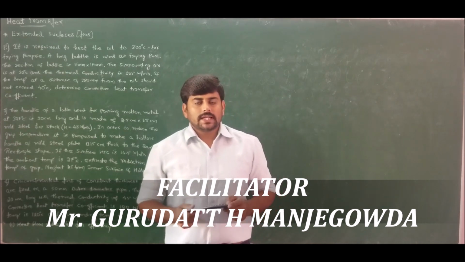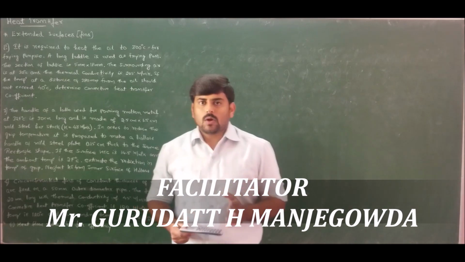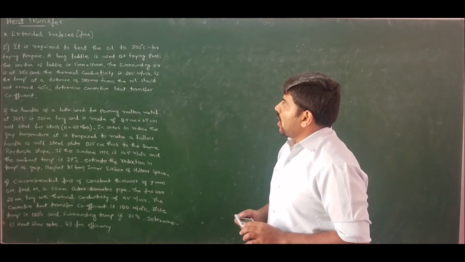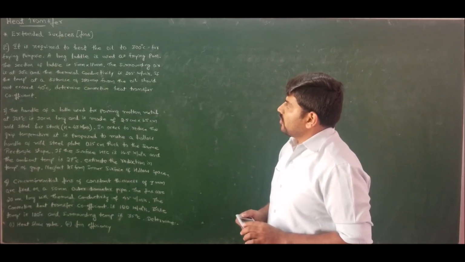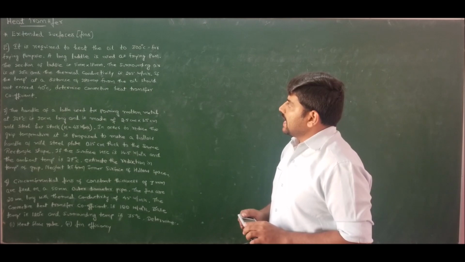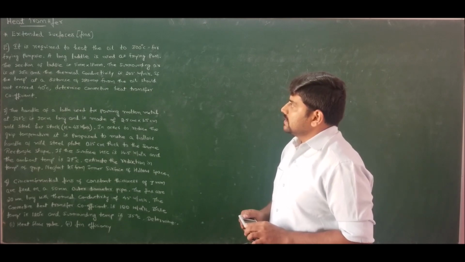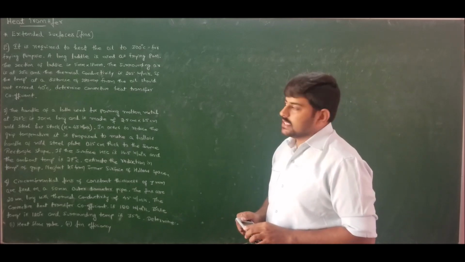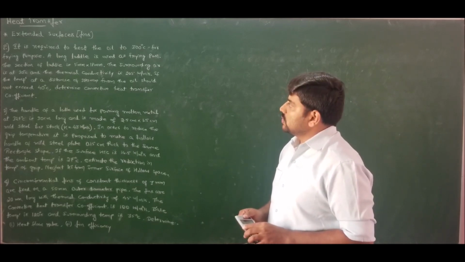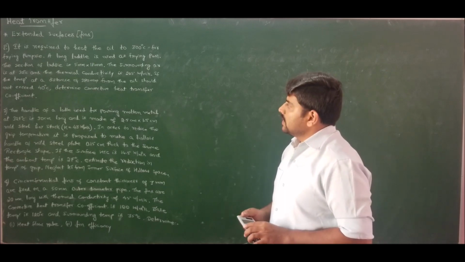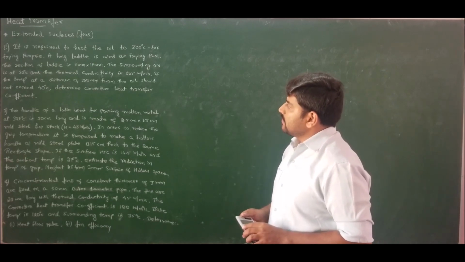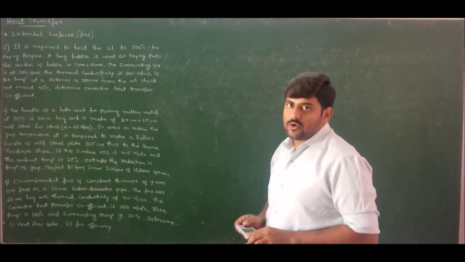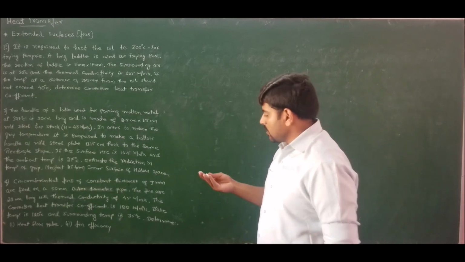Continuing our discussion on heat transfer through extended surfaces, the problem number 2 of our discussion states that it is required to heat the oil to 300 degrees Celsius for frying purpose. A long ladle is used as frying pan. The section of ladle is 5 mm cross 18 mm. The surrounding air is at 30 degrees Celsius and thermal conductivity is 205 watt per meter Kelvin. If the temperature at a distance of 380 mm from the oil should not exceed 40 degrees Celsius, determine convective heat transfer coefficient. Let us solve this problem.